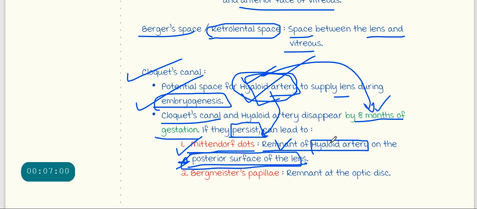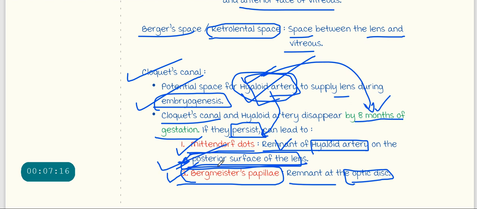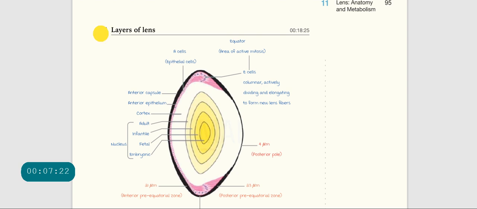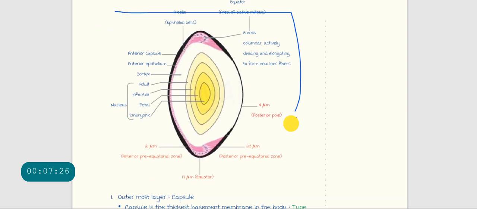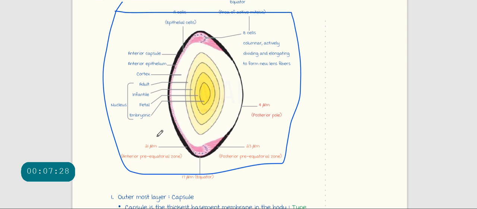The next one is Bergmann's papillae. What is Bergmann's papillae? It is the remnant at the optic disc. So this is at the posterior surface and this is at the optic disc. That's it. Now you can see several layers of the lens in these diagrams.